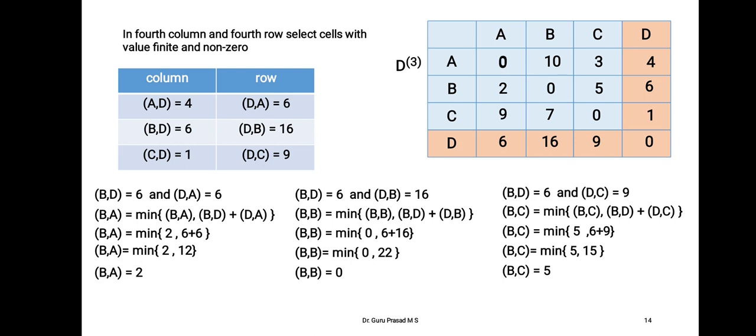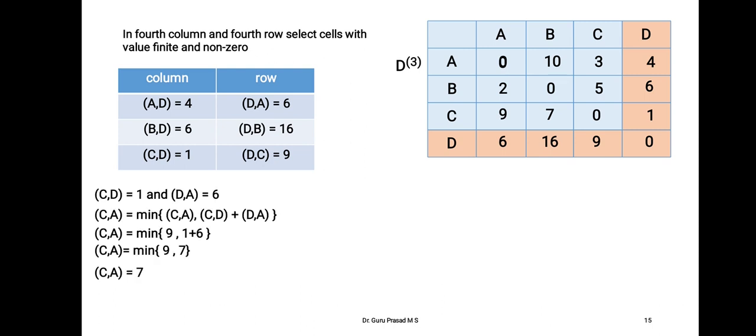Next, row second value, column second value and row last value. B comma D equal to 6 and D comma C equal to 5. You have to find out the shortest distance between B to C. So the shortest distance between B to C is 5.